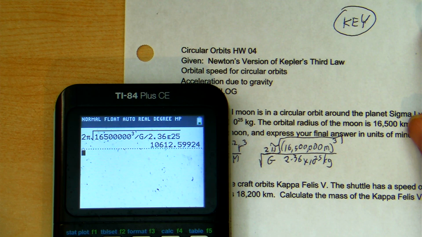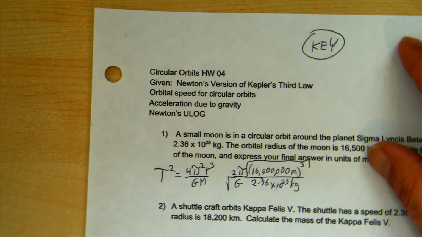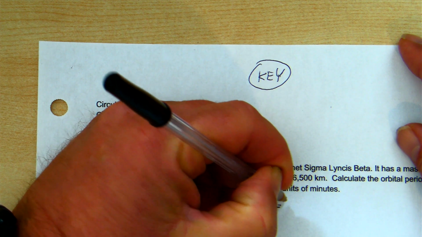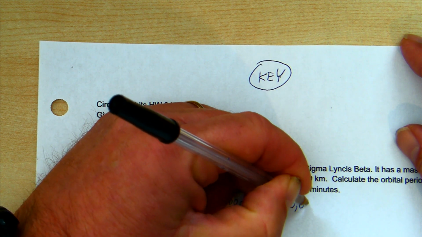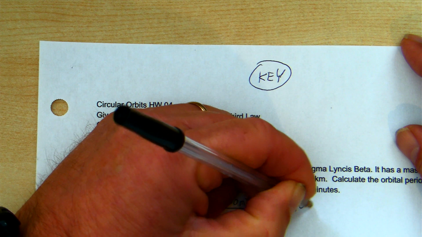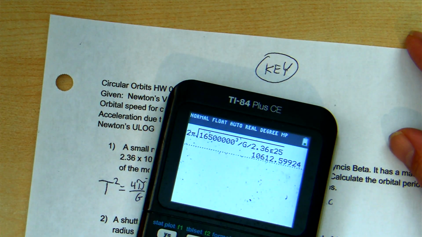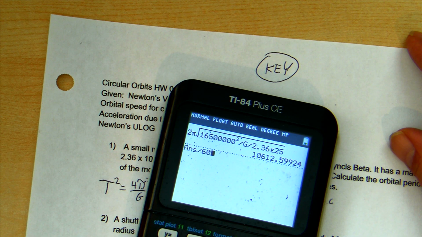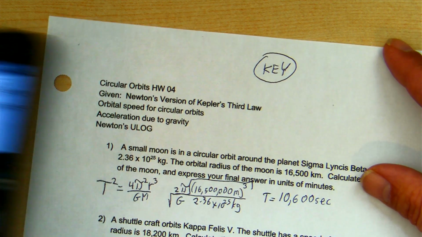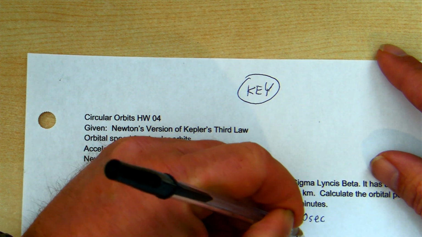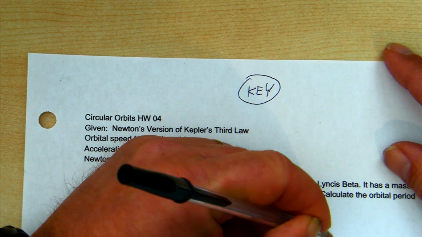All right. So I get a period T of 10,600 seconds. But it says to express your final answer in minutes. So dividing by 60 seconds per minute, the answer is 177 minutes.